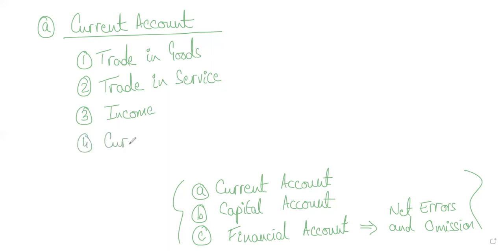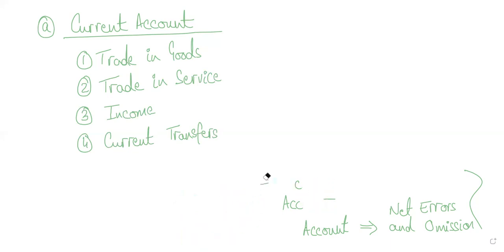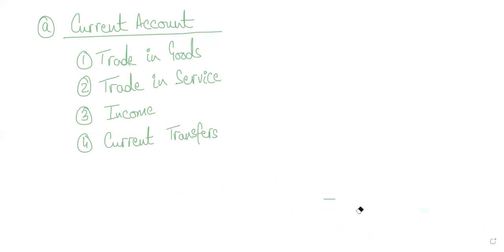Is everyone clear on this? Any confusion so far? Current transfers. Okay, now let's just erase this. So these are the four subsections of current account.